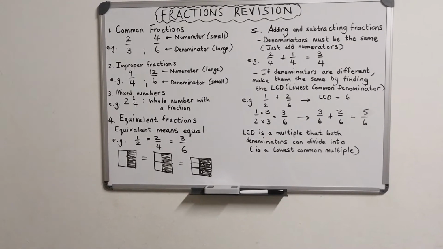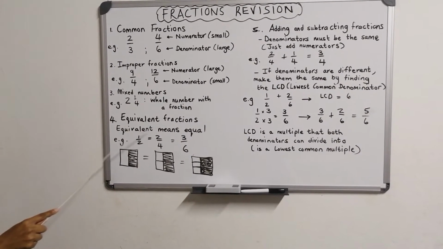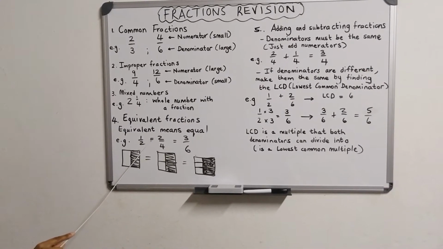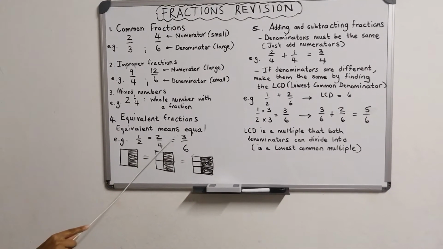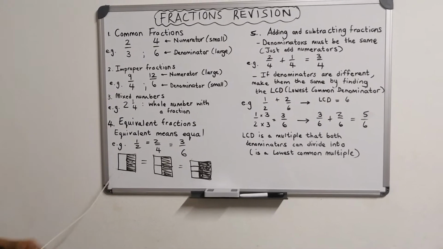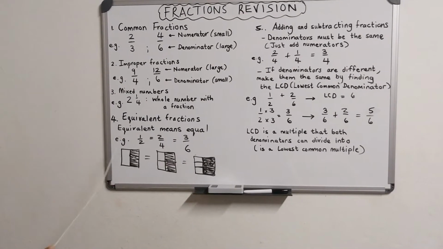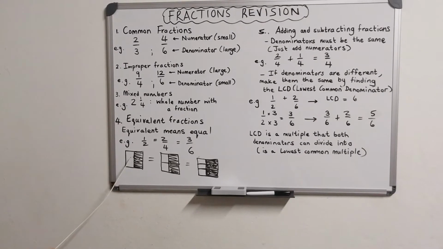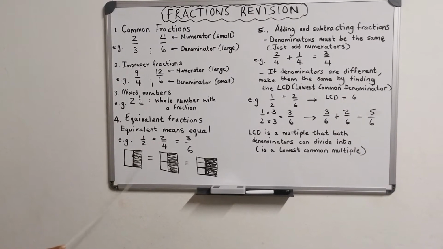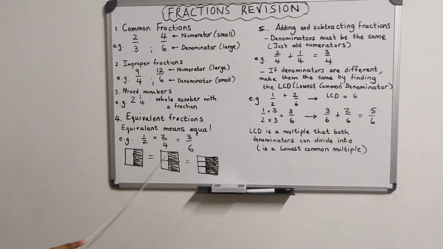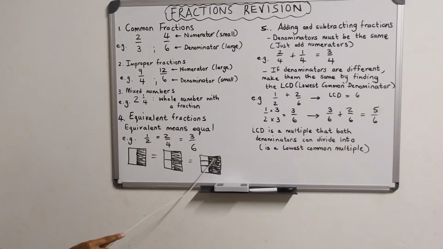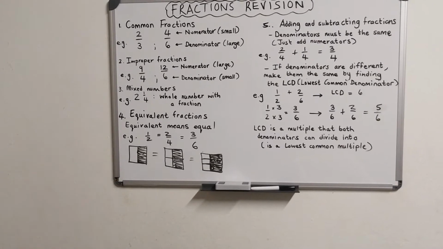You've also learnt about equivalent fractions. The word equivalent means equal. For example, a half is equal to 2 over 4, which is equal to 3 over 6. So if you look at the diagrams I've drawn, all of the diagrams show you a half. So a half, 1 out of 2 pieces. 2 quarters, 2 out of 4 pieces, and 3 over 6, 3 out of 6 pieces.